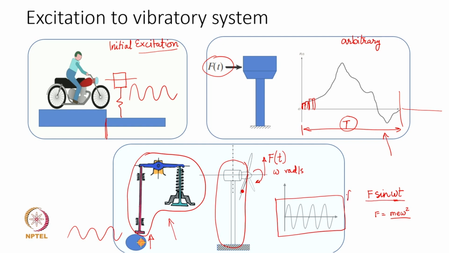The excitation function f of t, the time dependent forcing function, is given by F sin omega t, and it is typically called an external excitation because neither the amplitude of force nor its frequency has anything to do with the system in question. So, system parameters like k, m are independent of the excitation function, and it is truly an external excitation.